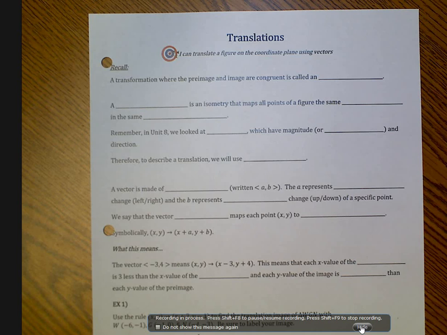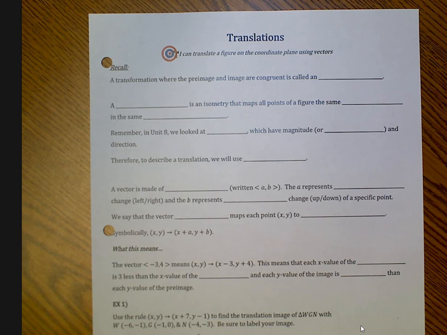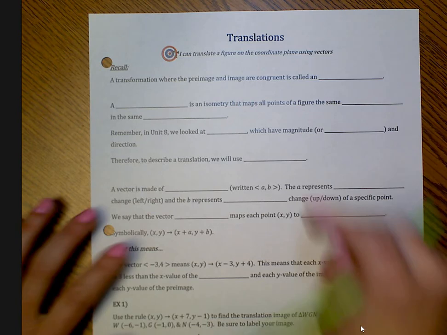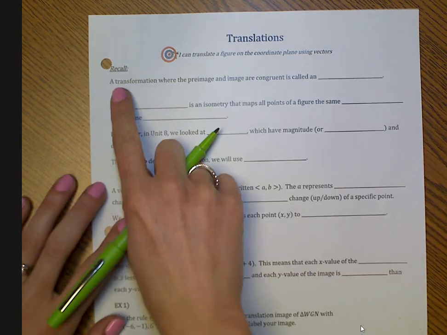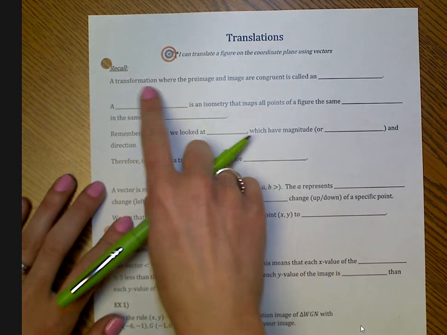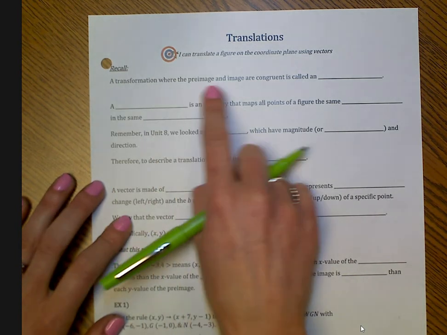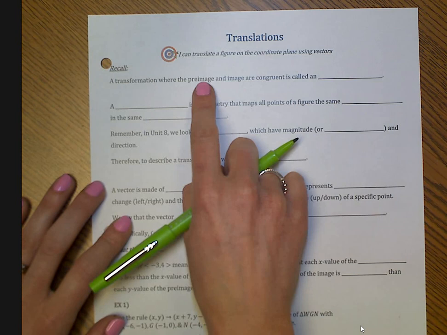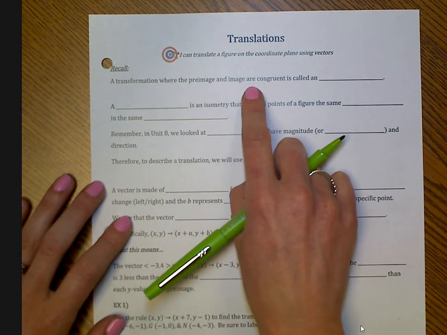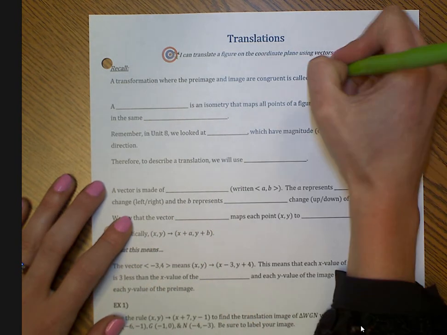The second transformation that we're looking at today. First we did reflections, today we're looking at translations. Now remember from last time that a transformation where the pre-image and the image, so the original figure and the new figure, are congruent, that's called an isometry.